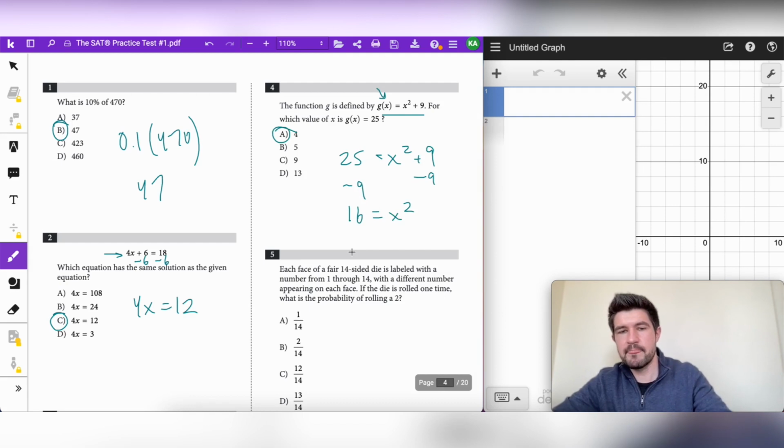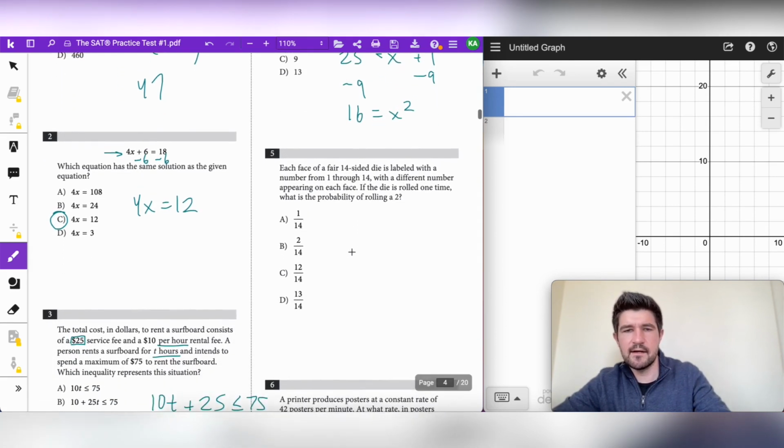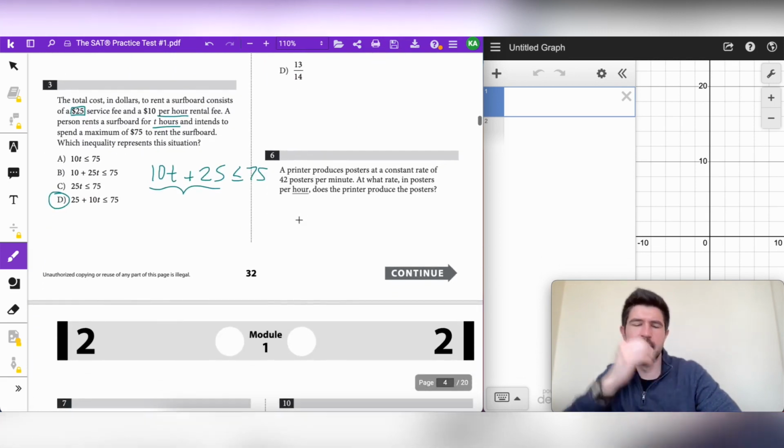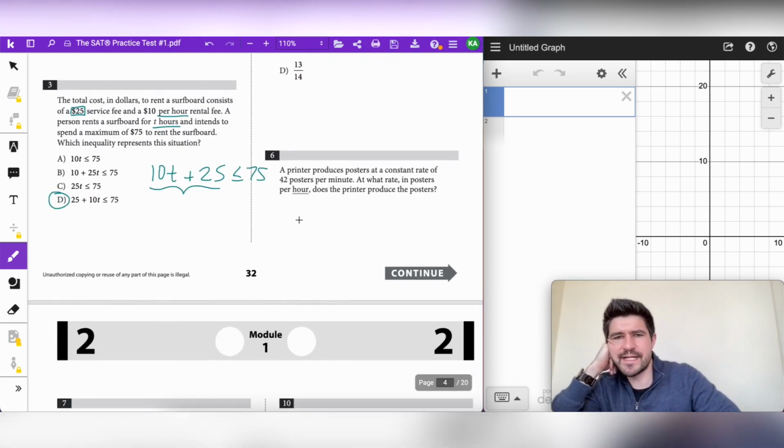The next one, this is probability. 14-sided die, 1 through 14, and we want to know the probability of rolling a 2. There's only one 2 on that 14-sided die, and so that would be our numerator. There's one chance of getting this 2 out of the total of 14, because there's 14 sides, and that gives us our answer A.